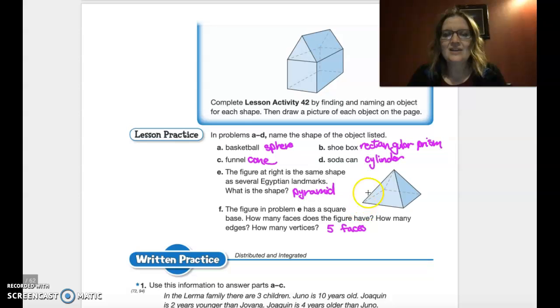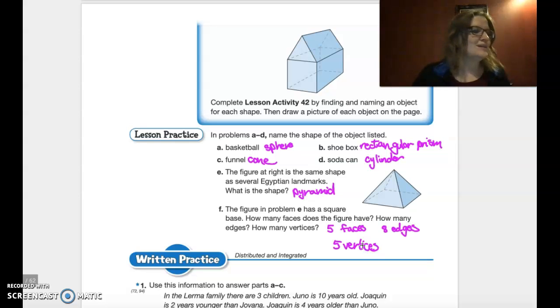How many edges? 1, 2, 3, 4, 5. Let's see, here we go. 1, 2, 3, 4, 5, 6, 7, 8. 8 edges. And how many vertices? 1, 2, 3, 4, 5. I need to check this, guys. I'm not sure if I have our edges correct, but I believe it is. Yep, we're good.